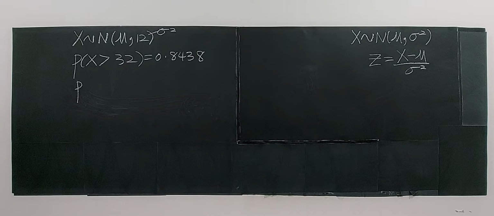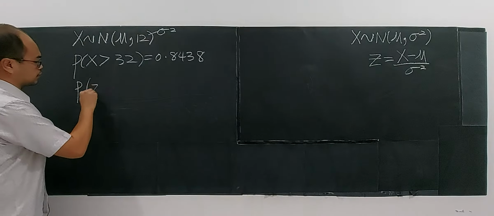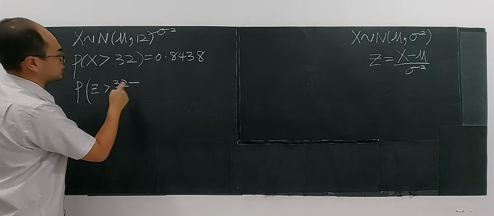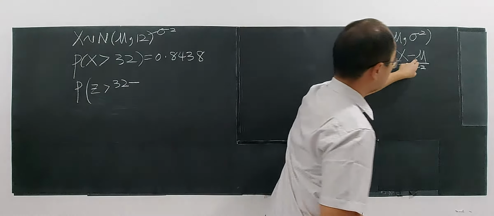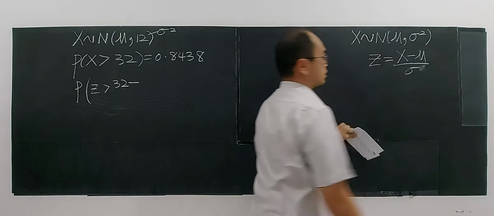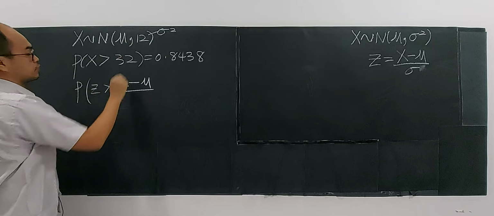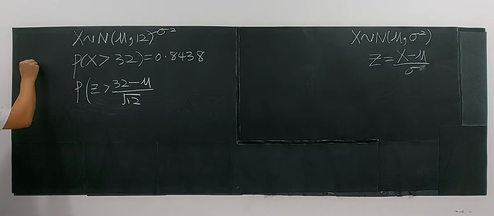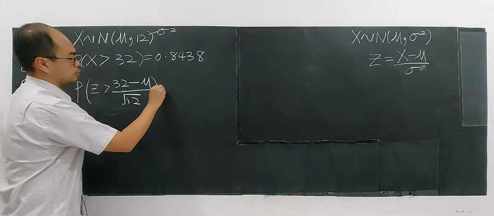Okay, let's see how I solve. First, I write this as the score z greater than 32 minus the mean, divided by the standard deviation, which is the square root of 12. You know that sigma square, the variance, is 12, so the standard deviation definitely will be the square root of 12.